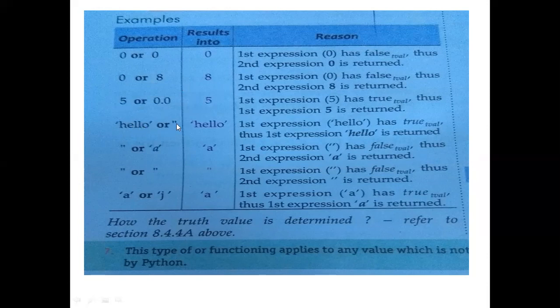Next, 'Hello' in single quotes is a string, so it returns true. So when x is true, it will give the value of x. What is the value of x here? 'Hello'. So the first operand is the output. This is a single quote or a. So when the first is false, the y will be the output.